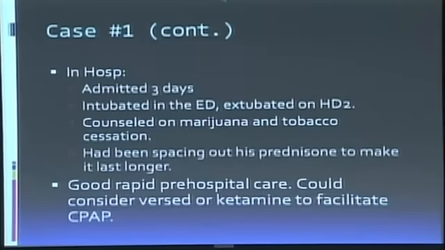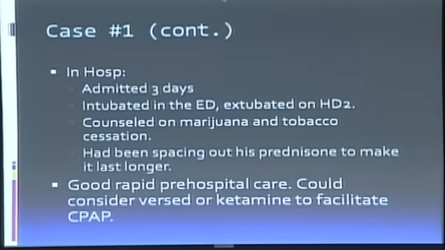There's an attempt at CPAP. The patient didn't tolerate it well. He was admitted fairly soon after arrival in the emergency department. He was extubated on hospital day 2. He had been trying to make his prescriptions last longer, and so it decompensated. So overall, very good, very appropriate EMS care.